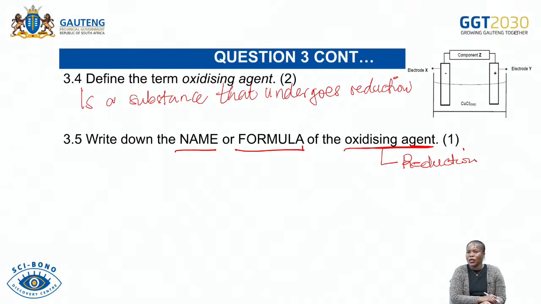And which one is going to undergo reduction in here? The one that's going to attach onto the what? The negative terminal or the negative electrode. What is it that's going to be attached there? Because we said opposites attract, it has to be copper. Copper 2+ in there. Okay? So it's going to be copper 2+, the one that's going to undergo reduction, the one that's going to gain electrons.